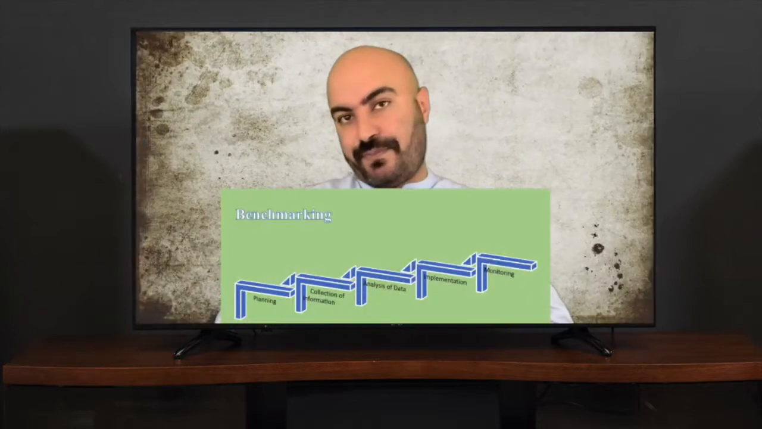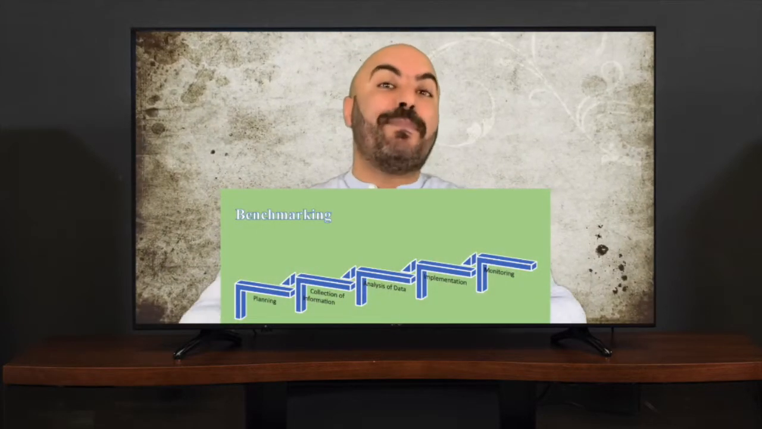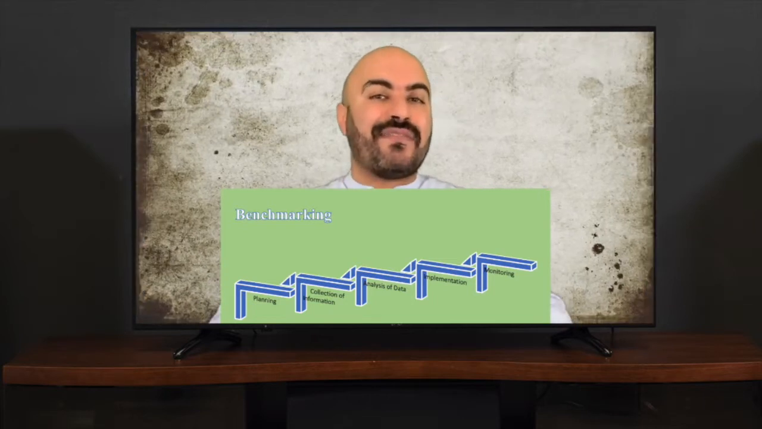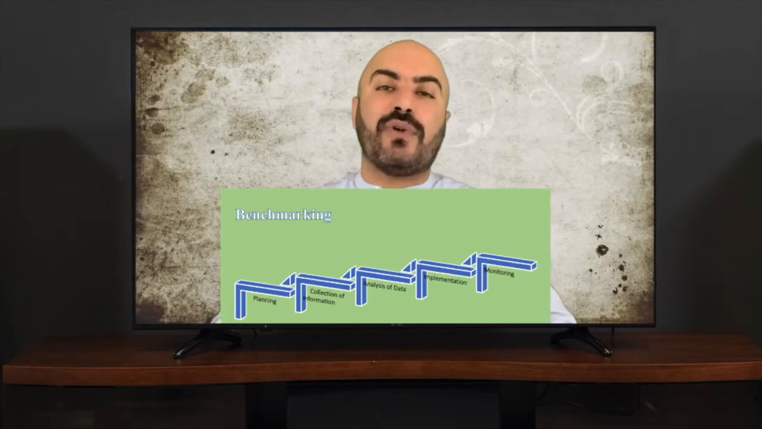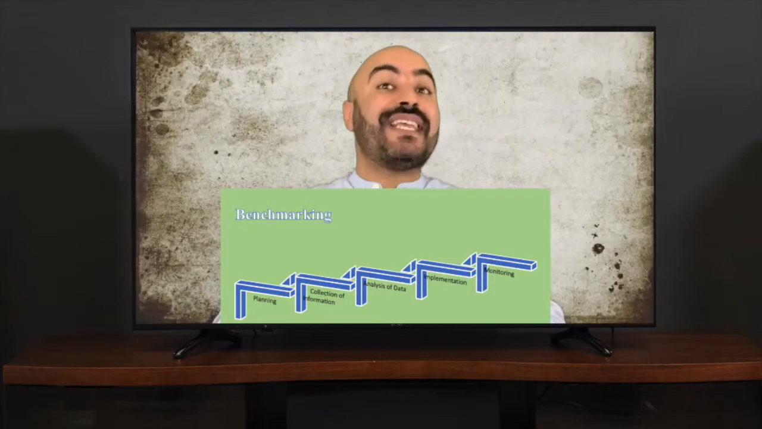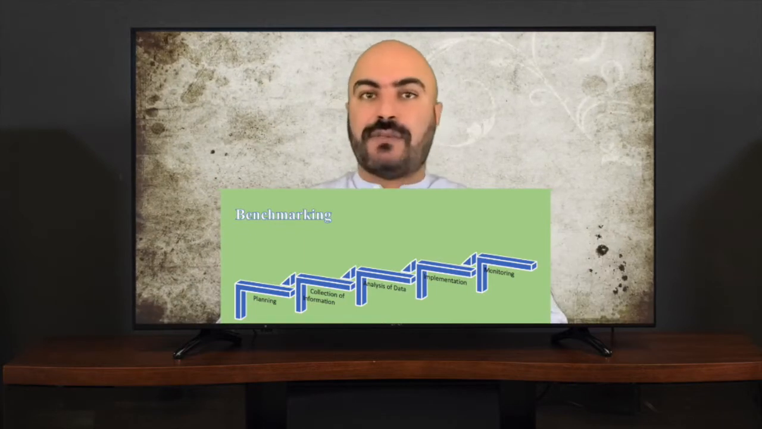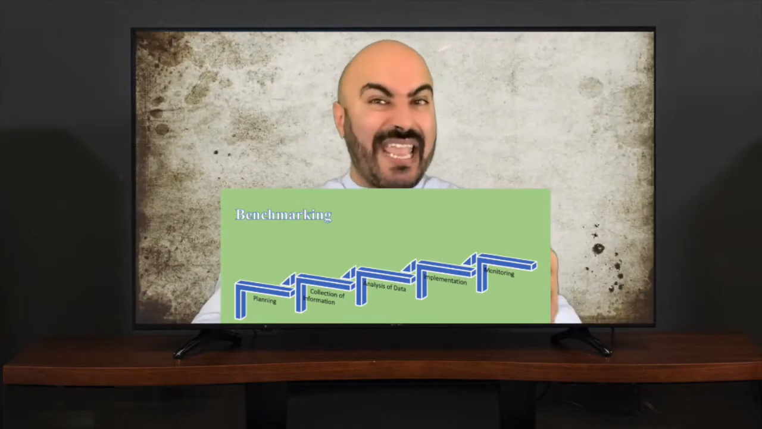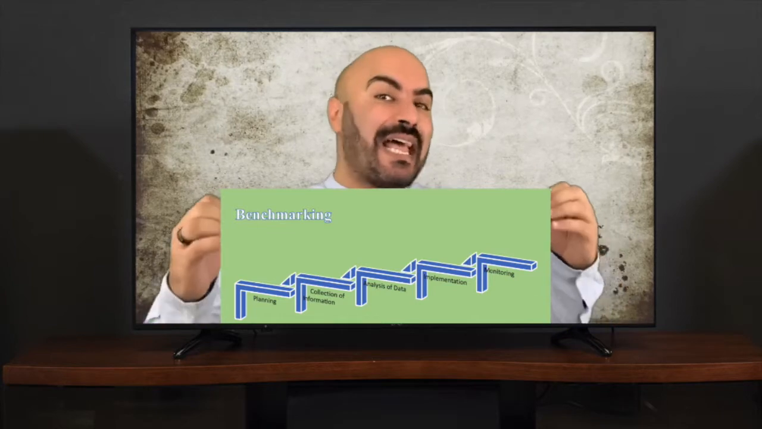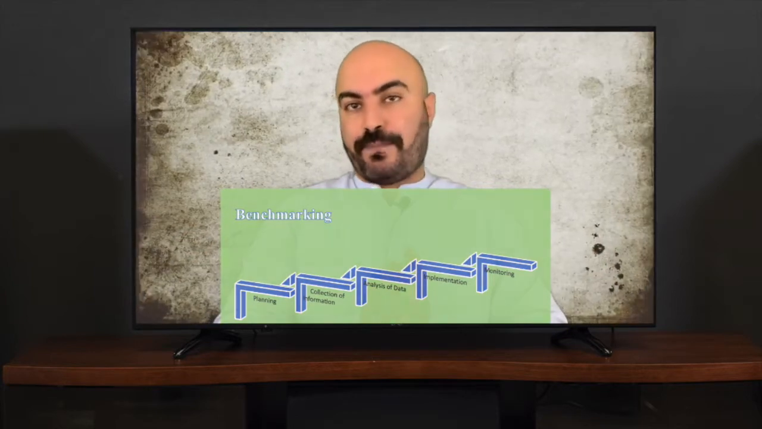Benchmarking has 5 different stages. The first stage is planning. After that, information or data collection. Third stage is data analysis. Fourth stage is implementation, and last, monitoring.